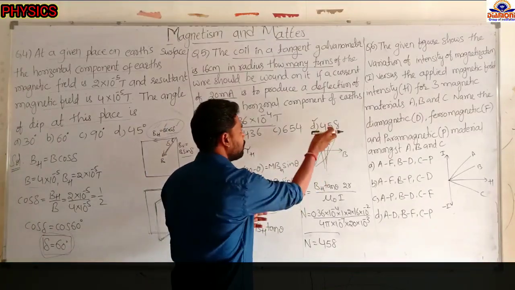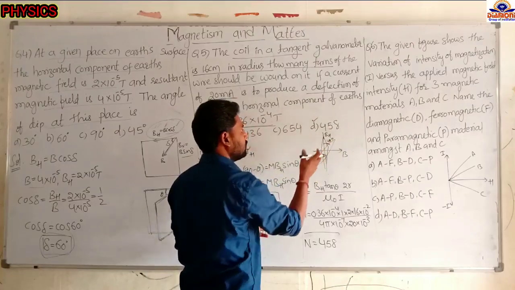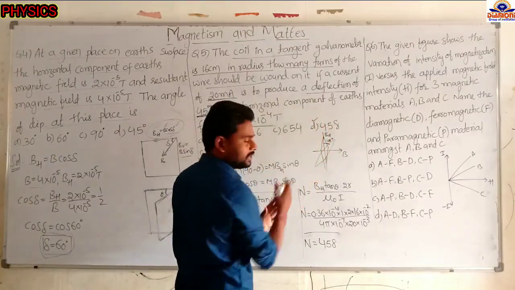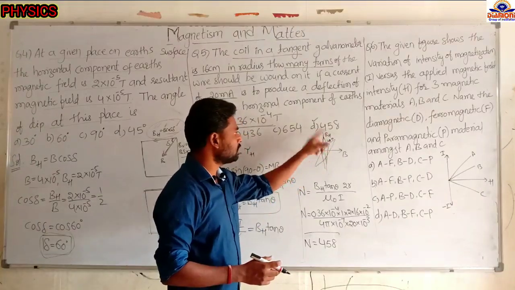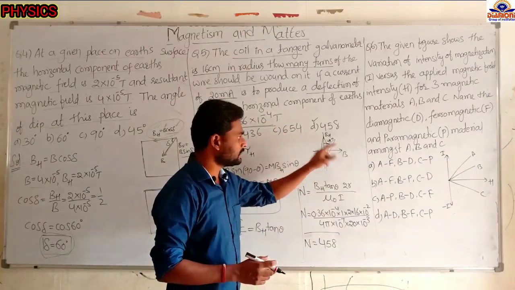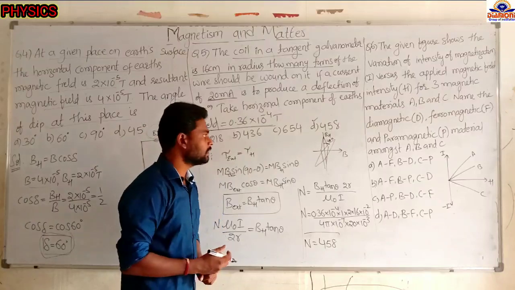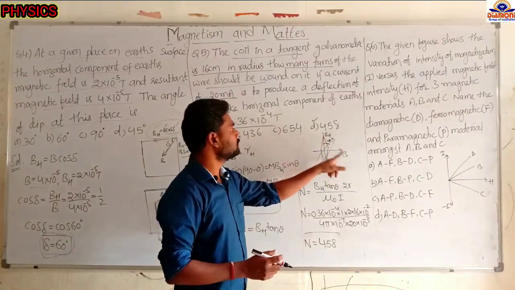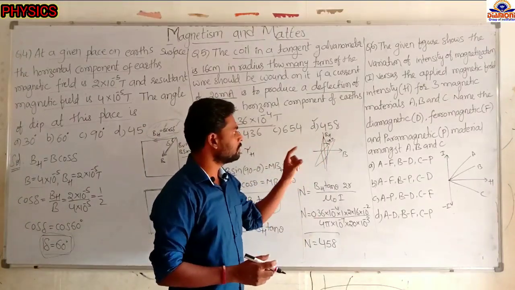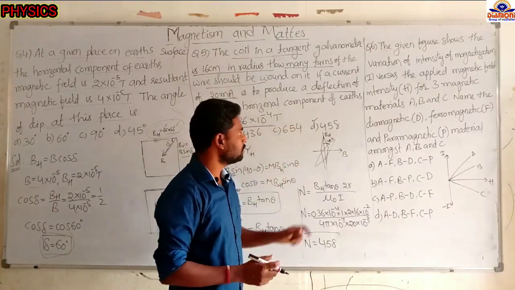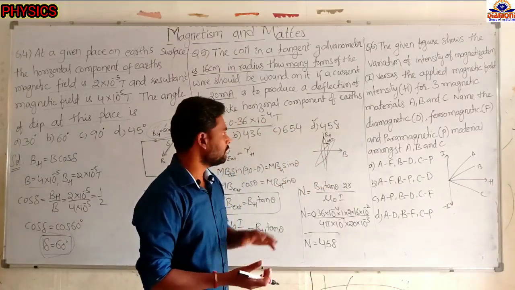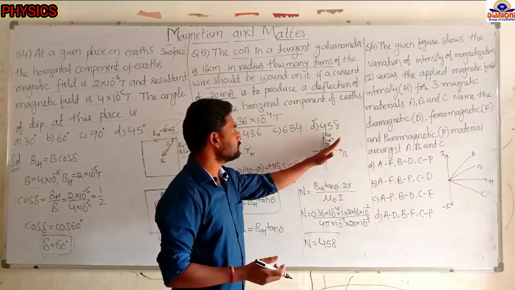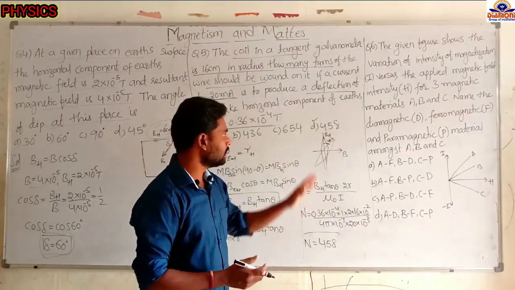Due to that, at some point it will make some angle and stop there. That means the horizontal component is producing a torque and the external magnetic field is also producing a torque. Whenever the torque produced by the horizontal component of the magnetic field and the torque produced by the external magnetic field are equal, it will stay stable. It is in equilibrium.